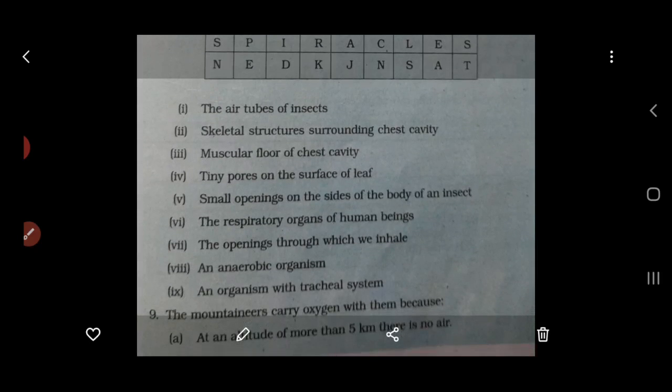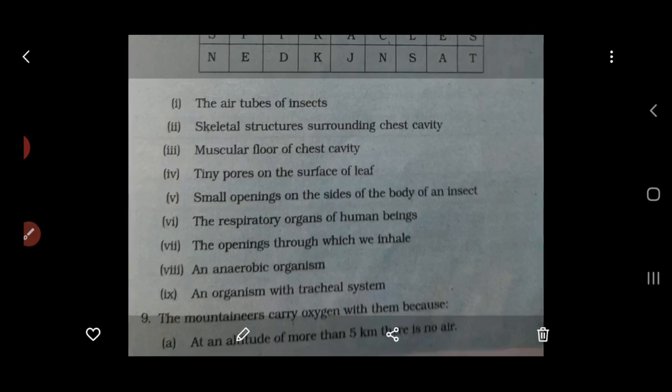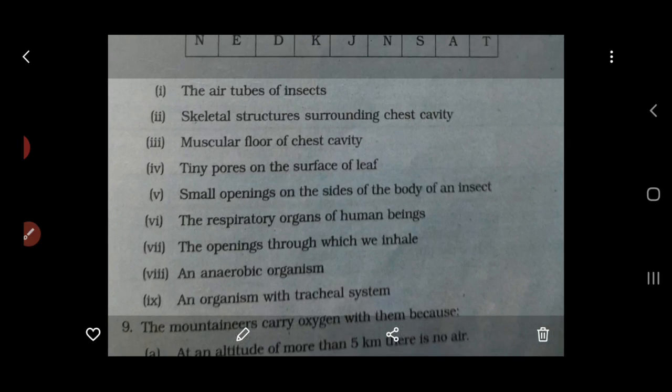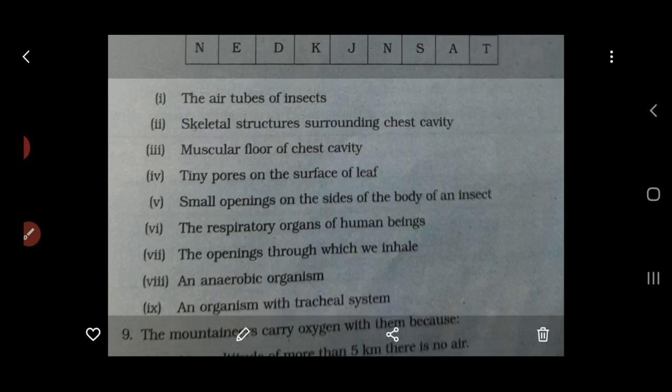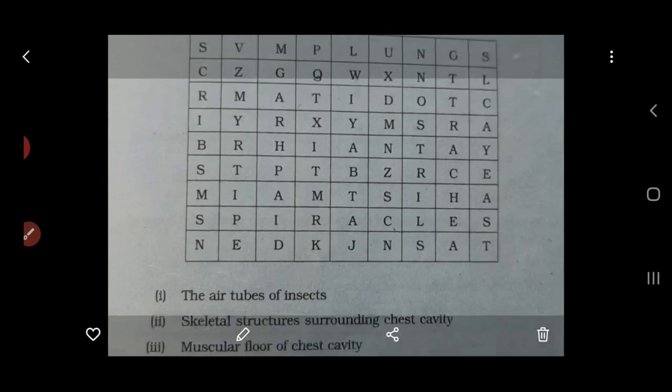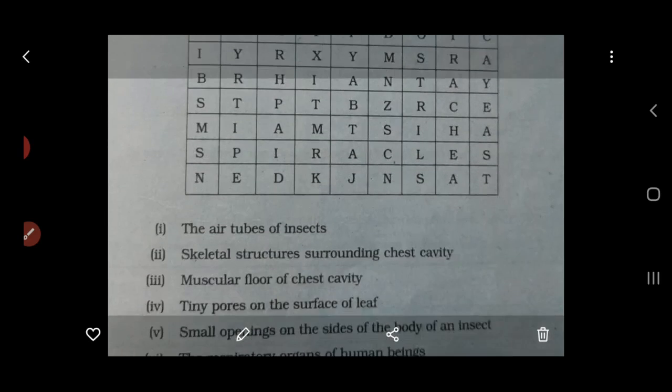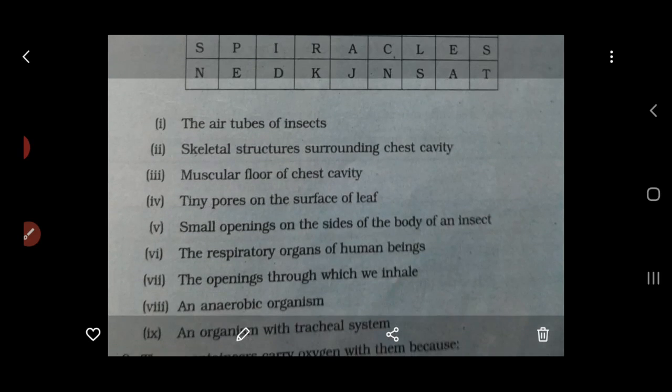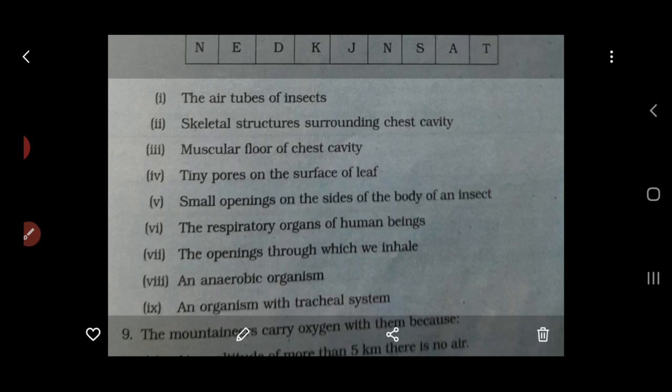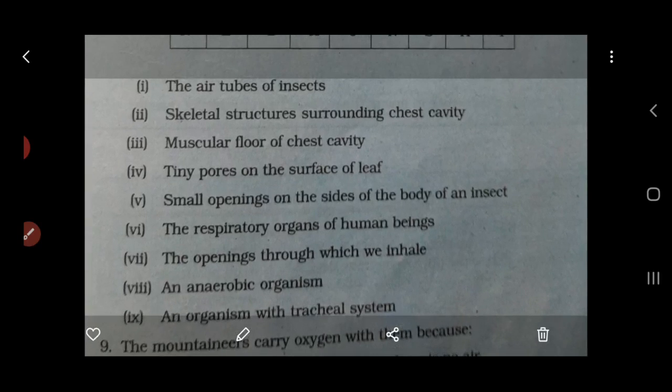So the first question, the air tubes of insect. So which is called as air tube of insect. So you have to find out and make a circle where you find that correct answer. Second question, skeletal structure surrounding the chest cavity. So what is the skeletal structure? That is the bone which surrounds the chest cavity.